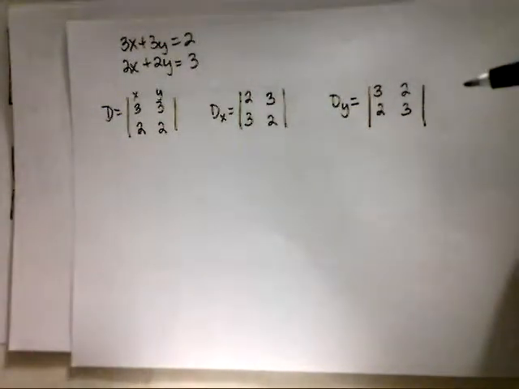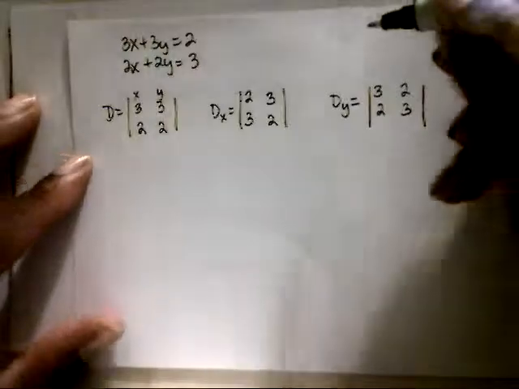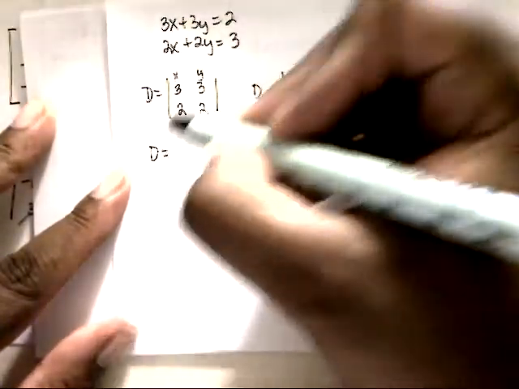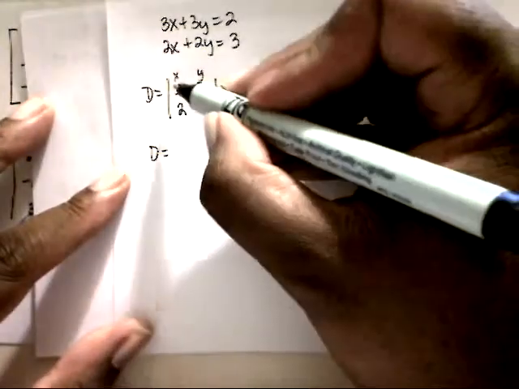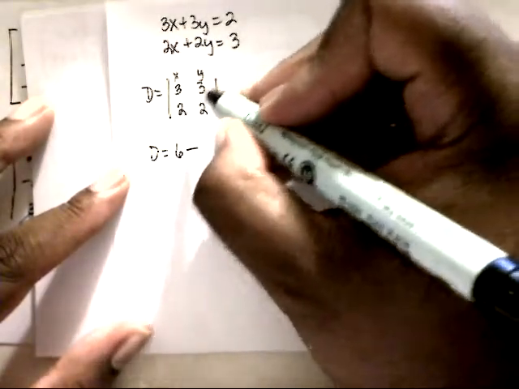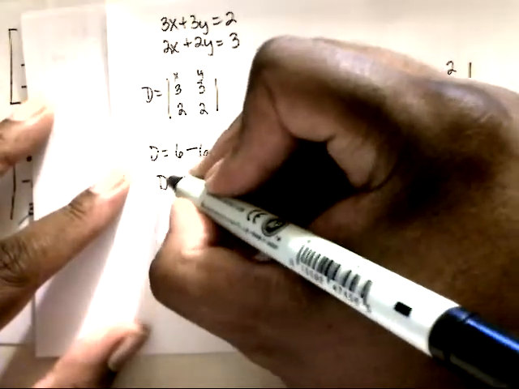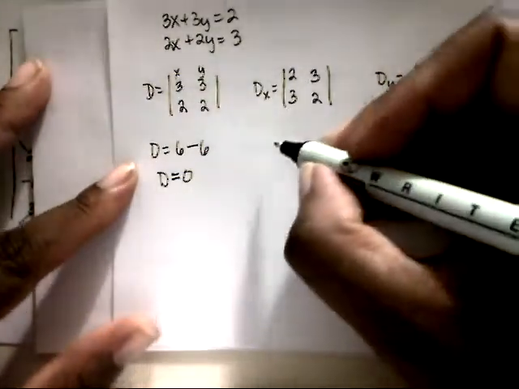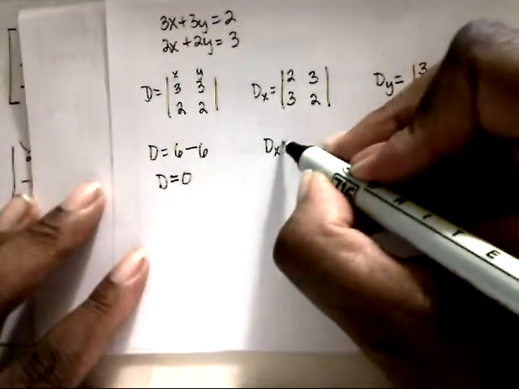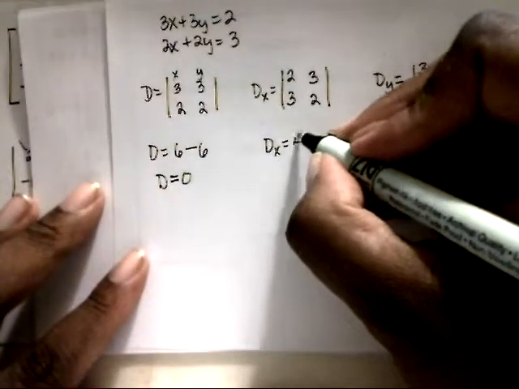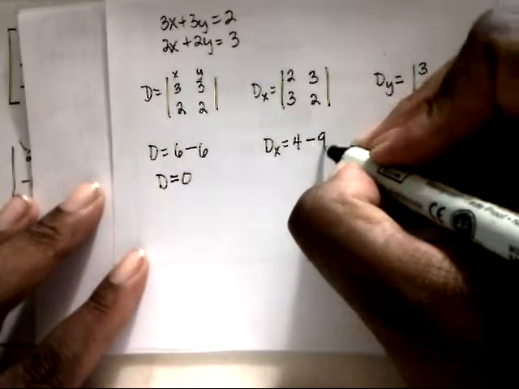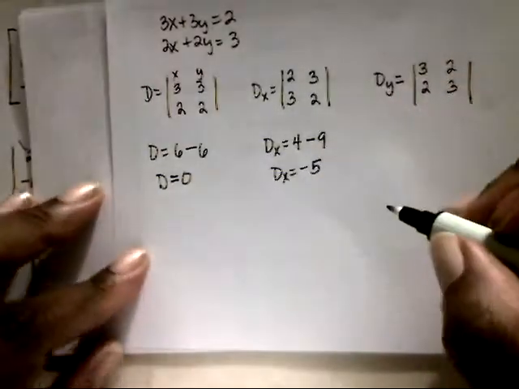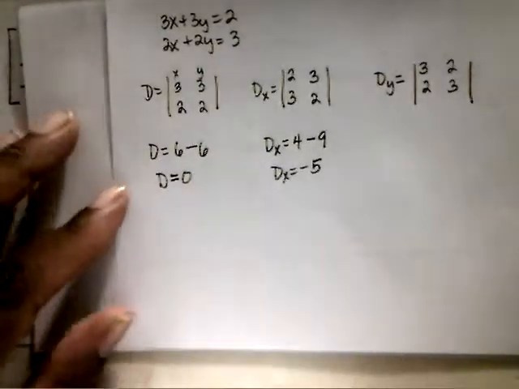Now we're going to find the determinants of d sub x and d sub y, as we did before. For d, your determinant of your denominator, 3 times 2 is 6, minus 2 times 3, that's 6. 6 minus 6 is equal to 0. Now what about d sub x? 2 times 2, that's 4, minus 3 times 3 is 9. 4 minus 9, that's negative 5. So d sub x is negative 5.